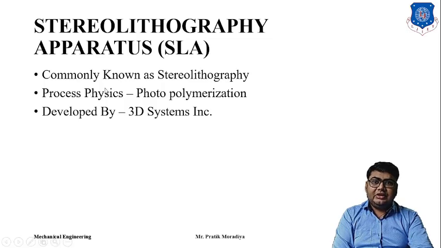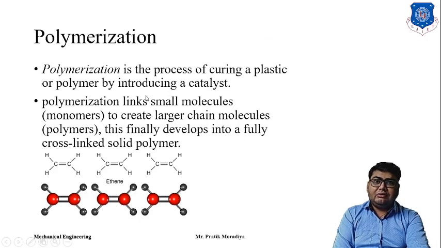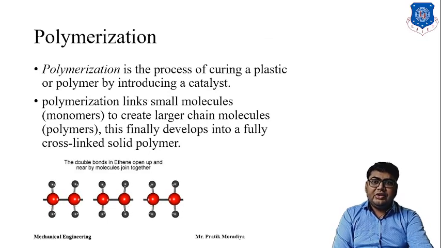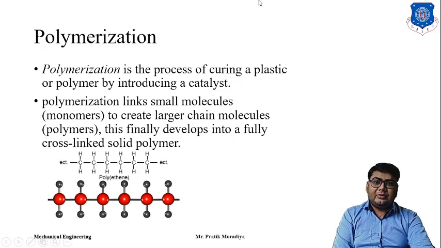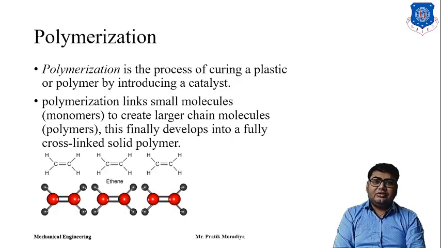This method involves photopolymerization of liquid which eventually becomes a solid polymer, and you can build 3D models with that solid polymer. So let us first understand what is polymerization. Now polymerization is the process of curing a plastic or polymer by introducing a catalyst.